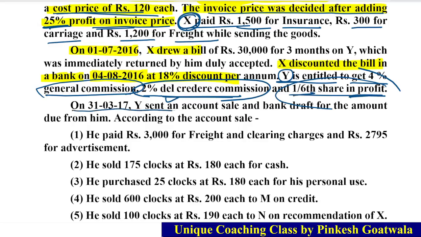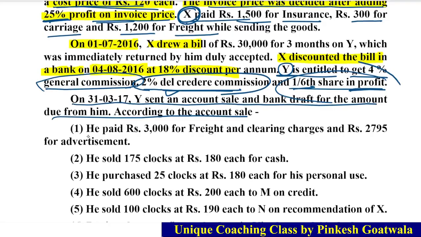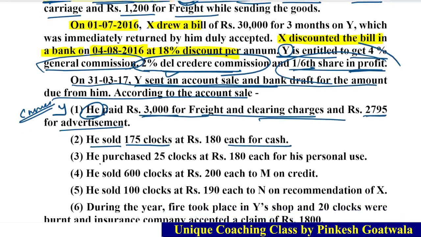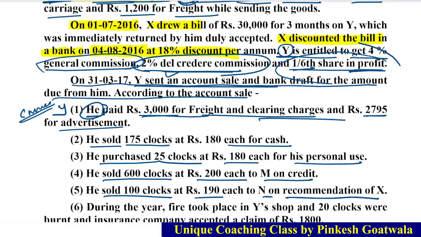On 31st March 70, Y sent an account sale and a bank draft for the amount due from him according to the account sale. He paid. Here he means Y, because Y sent account sale and gave all this information. Y means consignee, added to your agent. So paid 3,000 for freight and clearing charges and 2,794 for advertisement. He sold 175 clocks at 180 each for cash. Then purchased 25 clocks at 180 for his personal use. 1,600 clocks at 200 each to M on credit. 100 clocks at 190 each to N on recommendation of X.